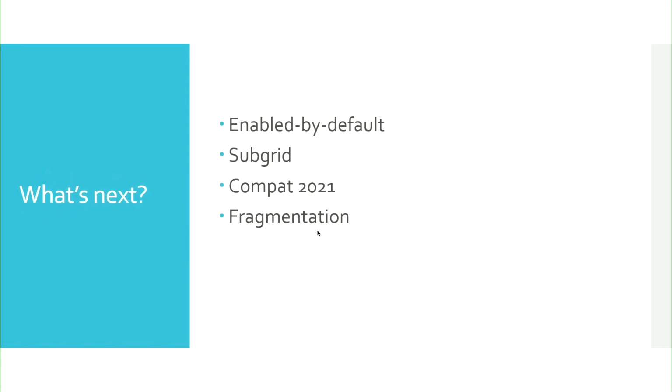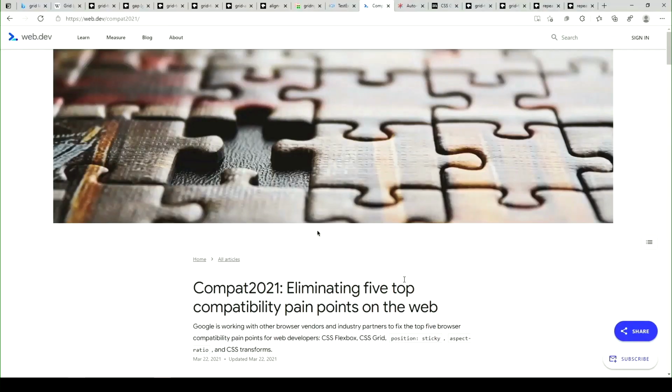So what's next for CSS Grid? Enabled by default, like I just mentioned. Subgrid support is coming soon, and then the Compat 2021 push is a real effort to make test cases interoperable between the browsers so we can get the implementations interoperable. GridNG has been a big part of that. We've updated some tests and made some changes there to make things a lot cleaner.